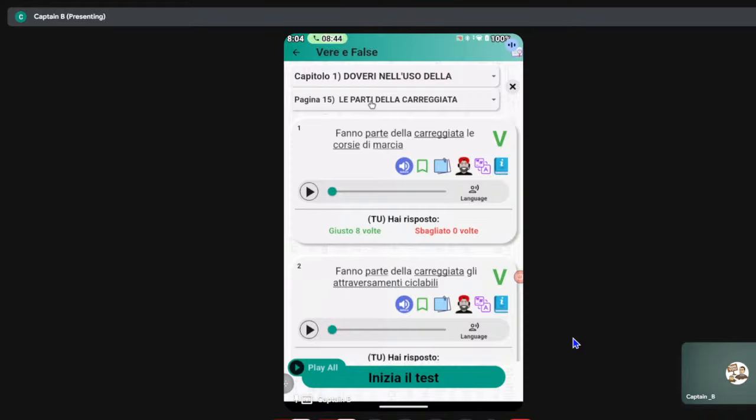Okay, so this one is 15. Le parte della carreggiata, talking about the part of the carriageway. Okay, why is the carreggiata talking about part of the carriageway? Right? Number 1.